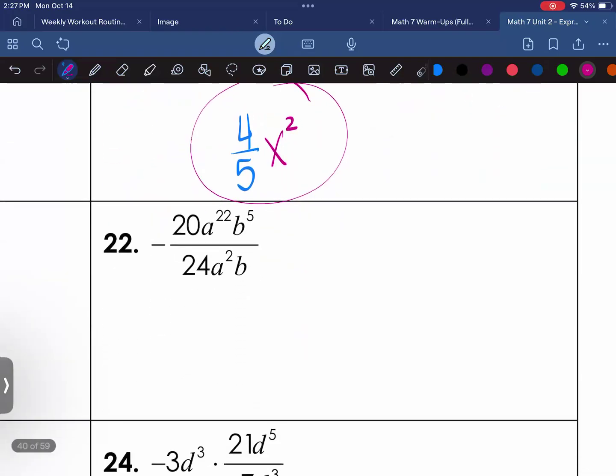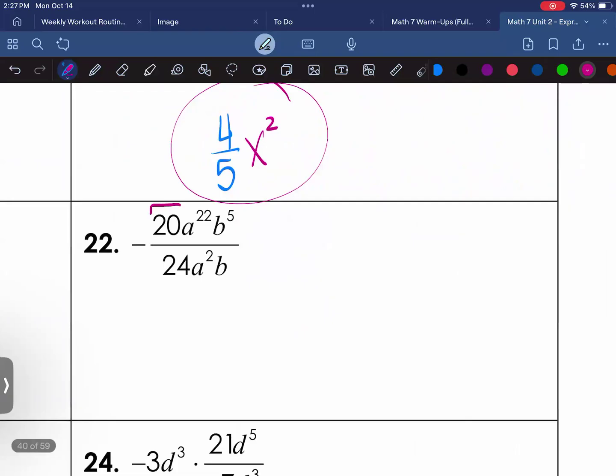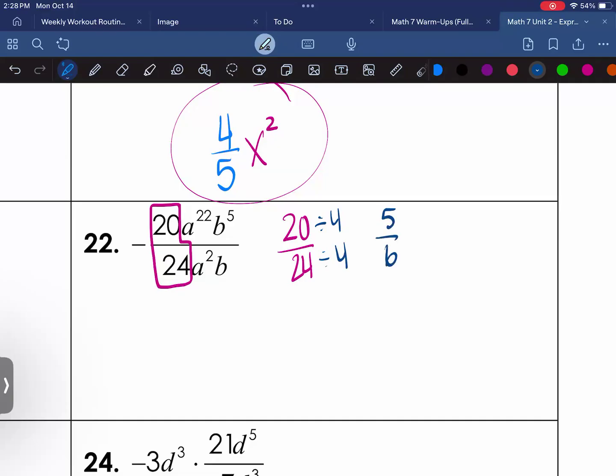All right, let's go over number 22 together. We want to simplify our coefficients. We have 20 over 24. We're going to divide by the largest number that we can. Again, that is going to be 4. We're going to end up with 5/6. So here, our fraction is 5/6.